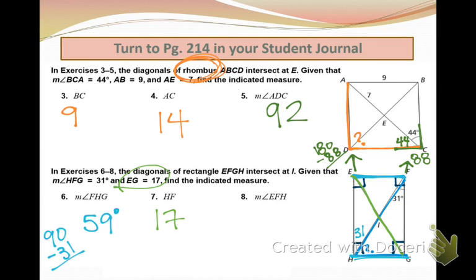All right, and then the last asks for EFH, which is this angle over here, which is also going to be 59. Thank you. It's also alternate interior with the other angle we found, 59, 59. Or you could just take 90 and subtract 31 again, and you get 59.